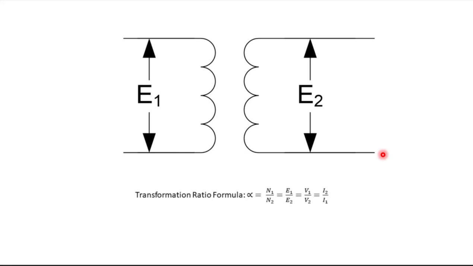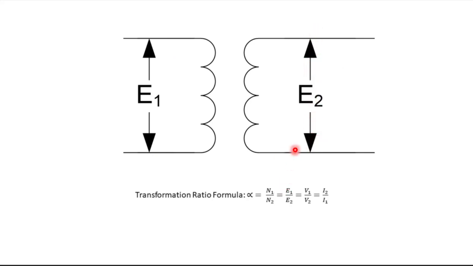There's also unity transformers that have a one-to-one relationship. They're specialized and they're used for isolation transformers, but we won't talk too much about those either. So the transformation ratio is defined by the ratio of the number of windings in the primary, N1, compared to the number of windings in the secondary, N2, which also happens to be the same relationship of this voltage that we apply and this voltage that's induced.